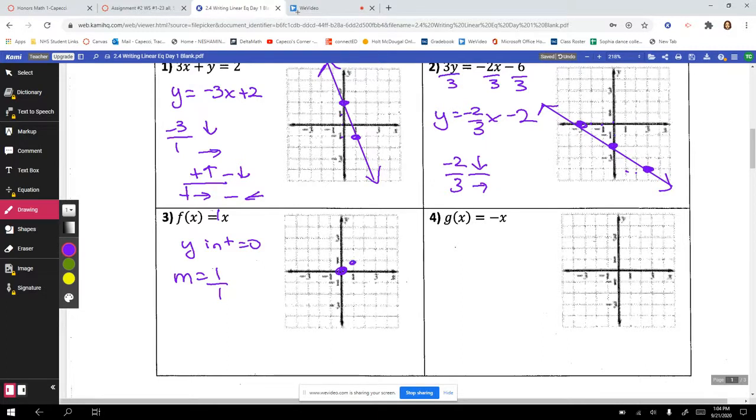So I go up 1 to the right 1, up 1 to the right 1. I could go down 1 to left 1. That one would be okay as well. Draw my line. Arrows on the end.